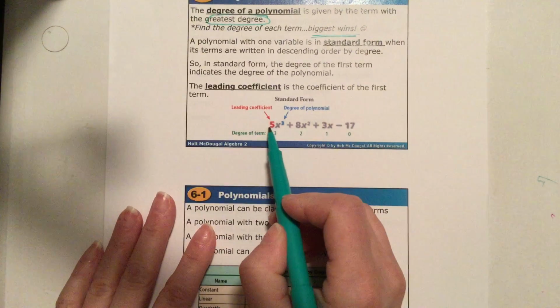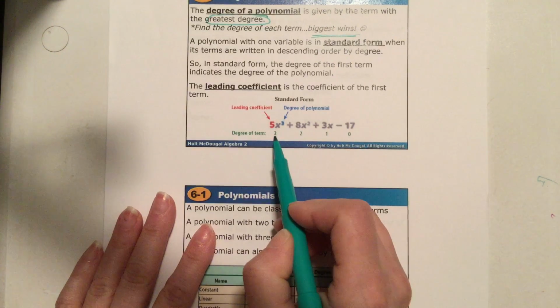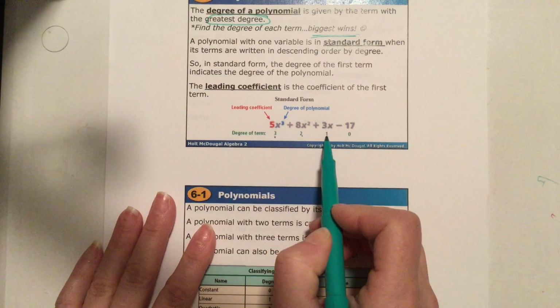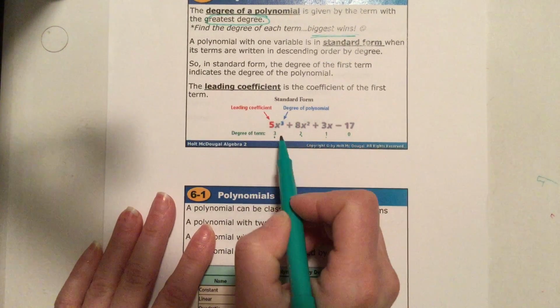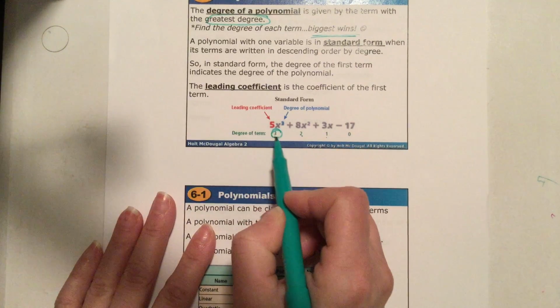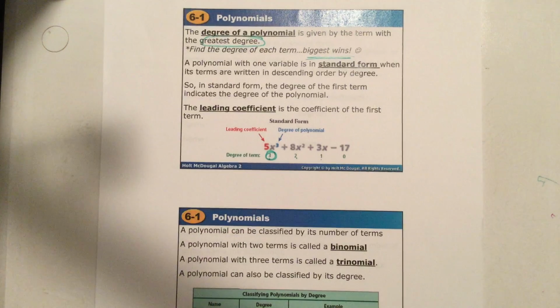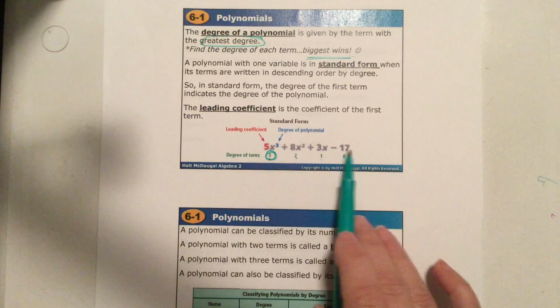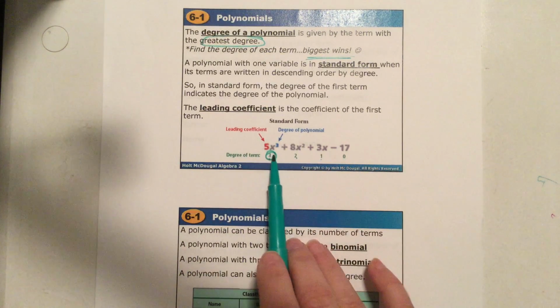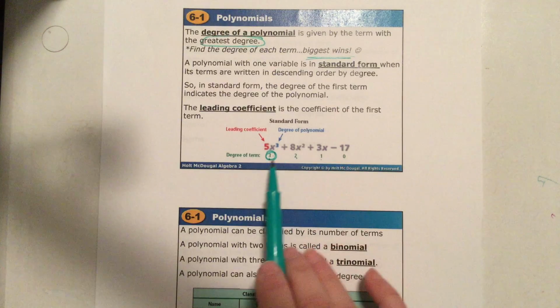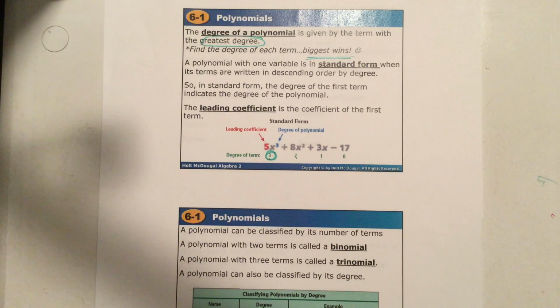So for example, this has 3 variables, this has 2, this has 1, this has 0. So the degree of the polynomial would be 3 because that is the largest. Okay, so please make sure that you're not accidentally adding all the letters total. You find each degree separately. Biggest one becomes the degree of the polynomial.